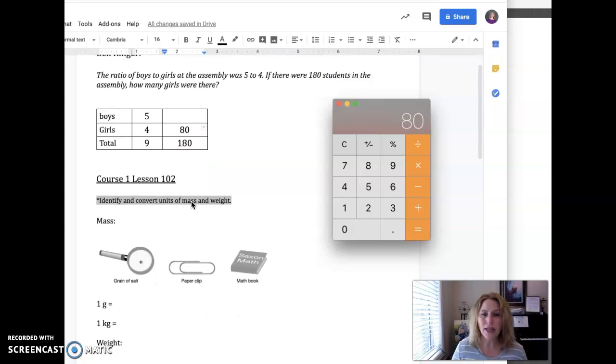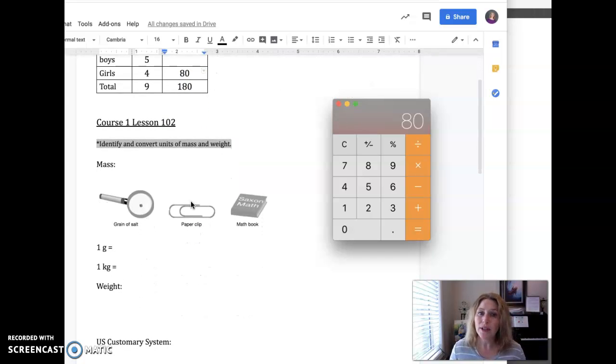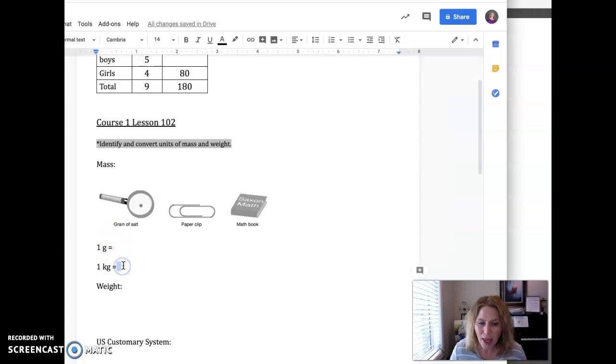Okay? All right, so today's lesson we're going to talk about converting units of mass and weight. And also, a lot of times you just get questions, how much would this weigh? Okay, so 1 gram is really little, okay, tiny, teeny, tiny. And 1 kilogram is like about the size of your math book. So it's not gigantic. 1 kilogram is about the same as 2.2 pounds. And that's how we write pounds in math. So 1 gram is probably about the same as a paperclip.